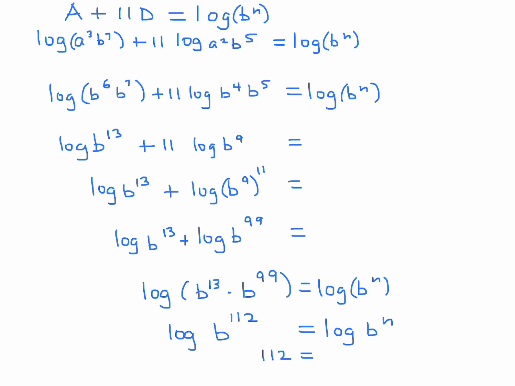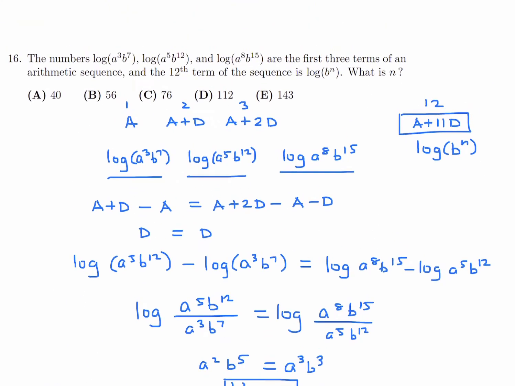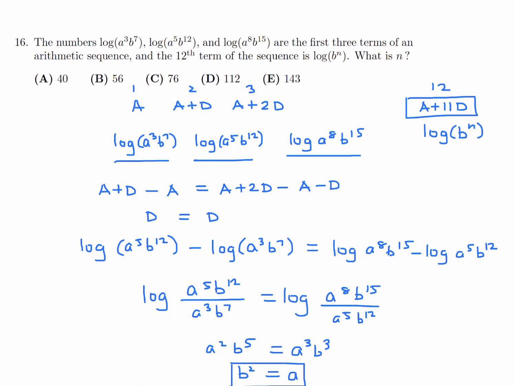So n is obviously 112. And let's see, what is that going to give us? The correct answer, yay, one of the answer choices. So 16, the answer is D.